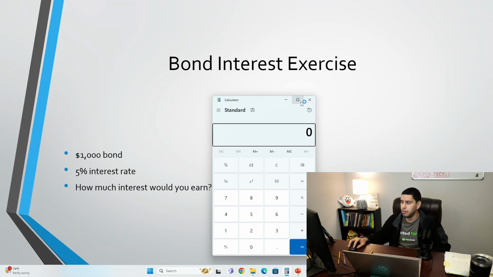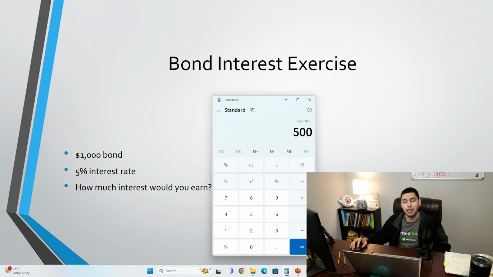So let's do the math. We got 1,000 multiplied by 0.05. That's the decimal version of 5%. And so we get $50 per year for 10 years. We multiply that by 10. That's $500. So how much interest would they pay you every 6 months?